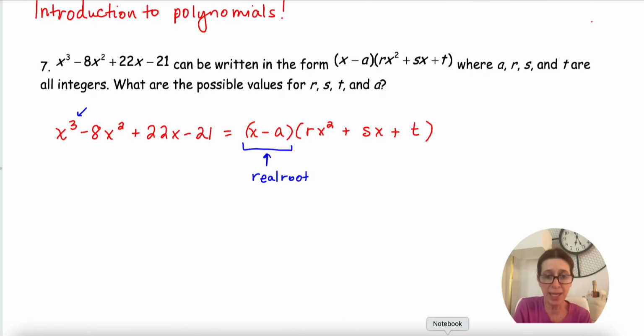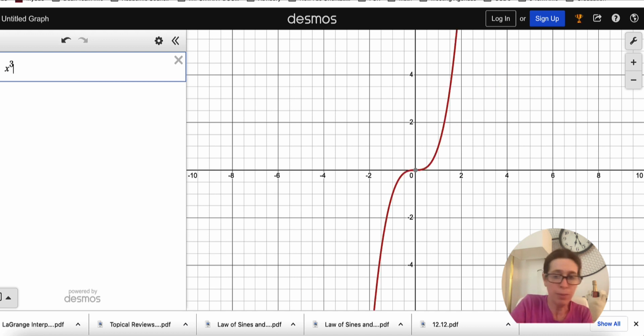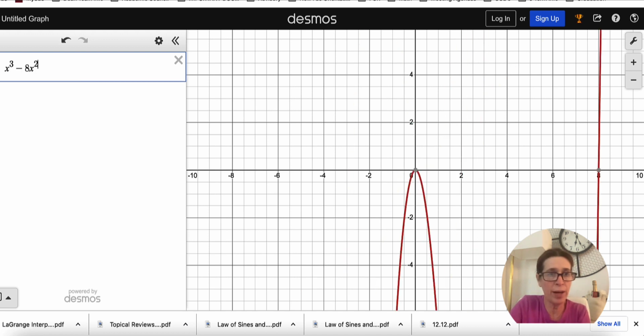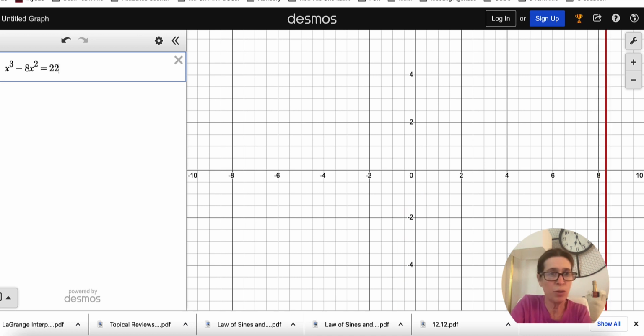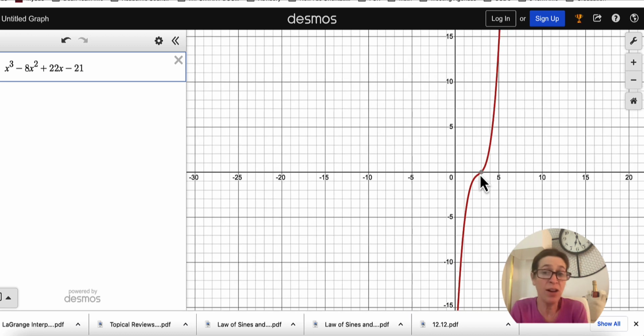Okay, so if I go to Desmos, which I'm going to do here, and I type in x cubed minus 8x squared plus 22x minus 21, I can see that this graph is a cubic function, which we know follows that really nice S curve, and it has 1 real root. So that tells me something. It tells me the other roots are imaginary.